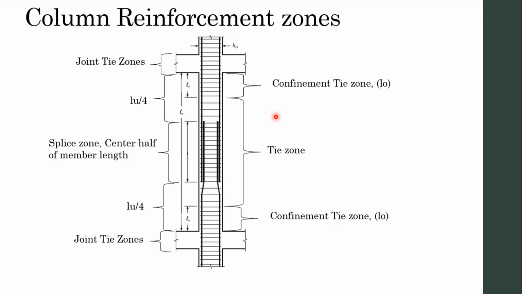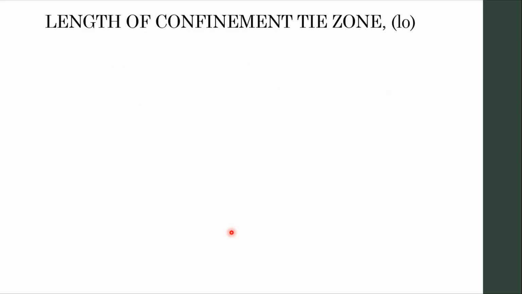Bakit ba nag-i-splice sa gitna? Kasi mas maliit ang moment sa gitna. Mas malakas ang moment doon sa dulo, sa may ends. Then yung LU natin ay yung clear to clear, clear span between the column. So beam, yung end ng beam na to, tsaka yung beam na to, yun yung clear span. So this is our column reinforcement zone: joint tie zone, confinement tie zones, and the splice zones.